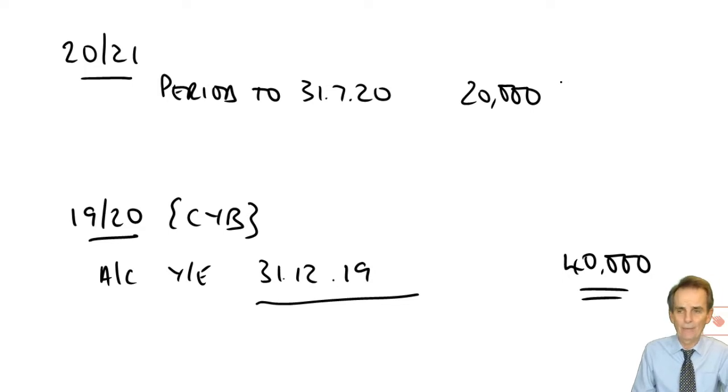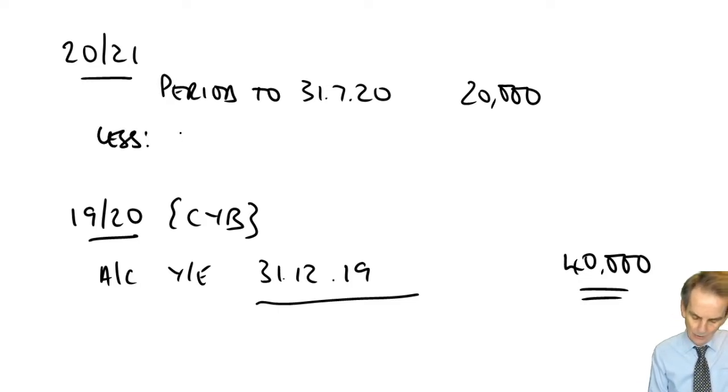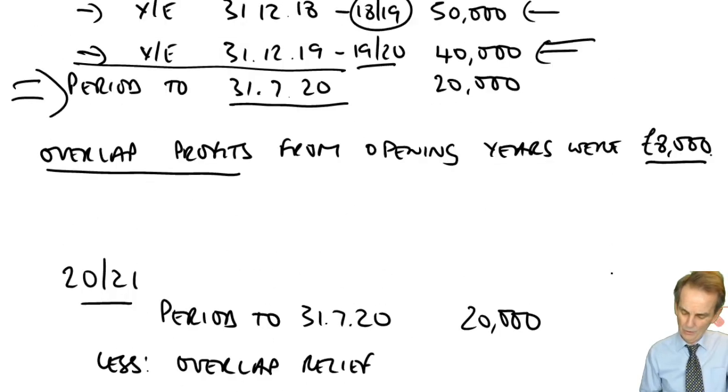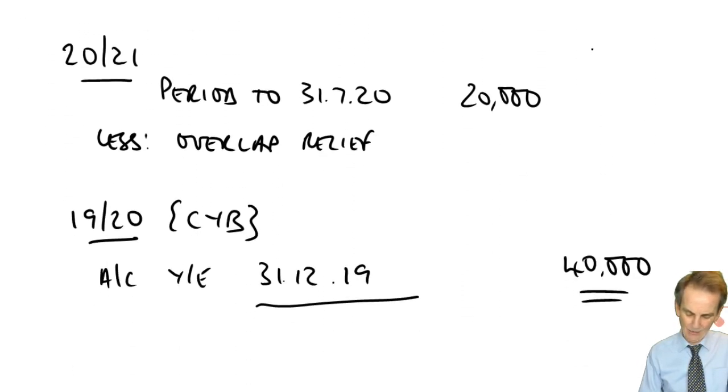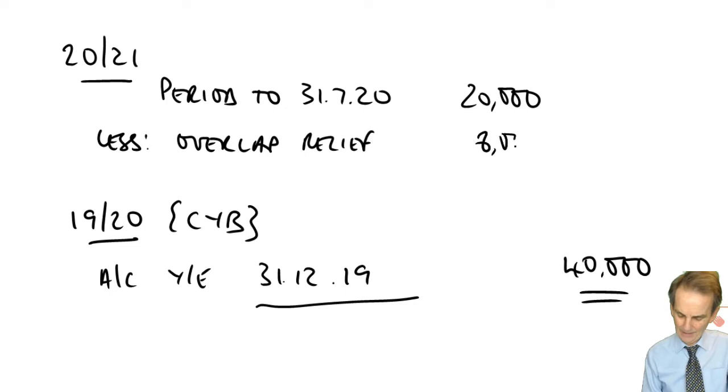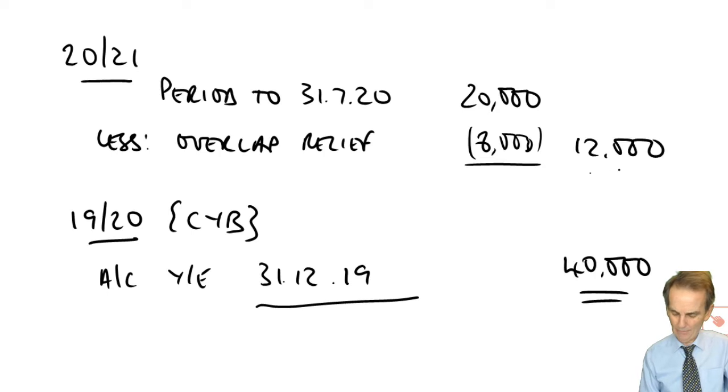As I said to you a moment ago, that's going to mean either, as here, 1 accounting period or maximum possible 2 accounting periods of profit. But not yet there. We need to deduct, of course, our overlap profits, our overlap relief, as we will now know it. What were those overlap profits? They were £8,000. £8,000 to be deducted, therefore, so our assessment now for our final tax year 2021 is £12,000.